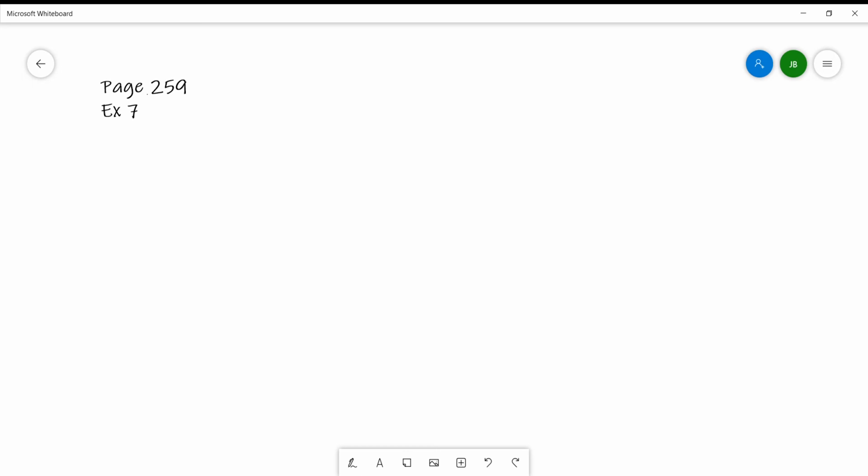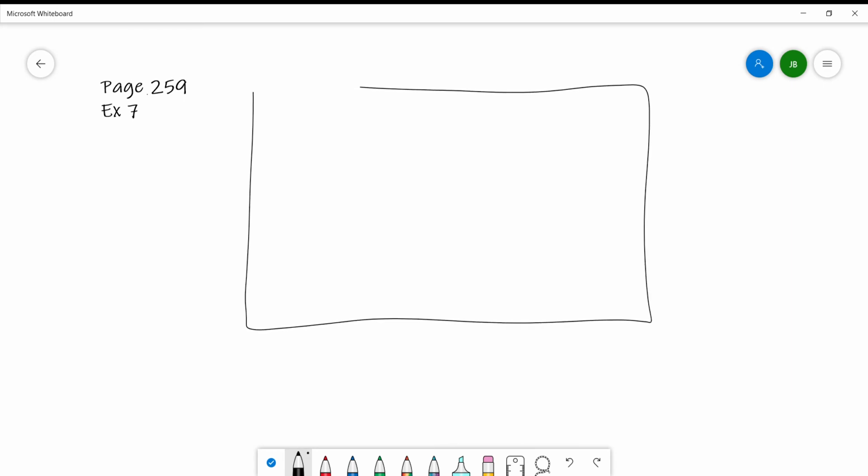So it says, draw the Venn diagram. Here is what it looks like. Again, I hope you're watching me on double speed. So we have A inside the circle, and we have A prime outside the circle.